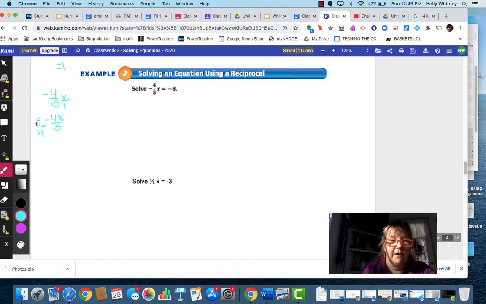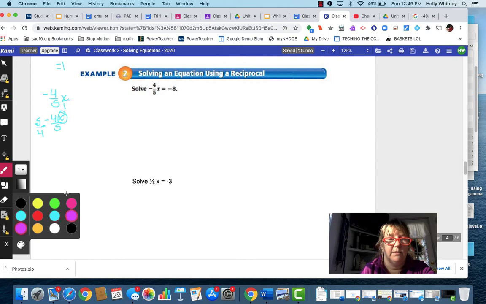5 divided by 5 equals 1. 4 divided by 4 equals 1. Or if you want to multiply it out, it's positive 20 divided by positive 20, which is also 1. So I end up with x by itself. I could take the extra steps to multiply by 5 and cancel the 5 out and multiply and divide by 4 and cancel 4 out. But it is way easier to multiply by the reciprocal.